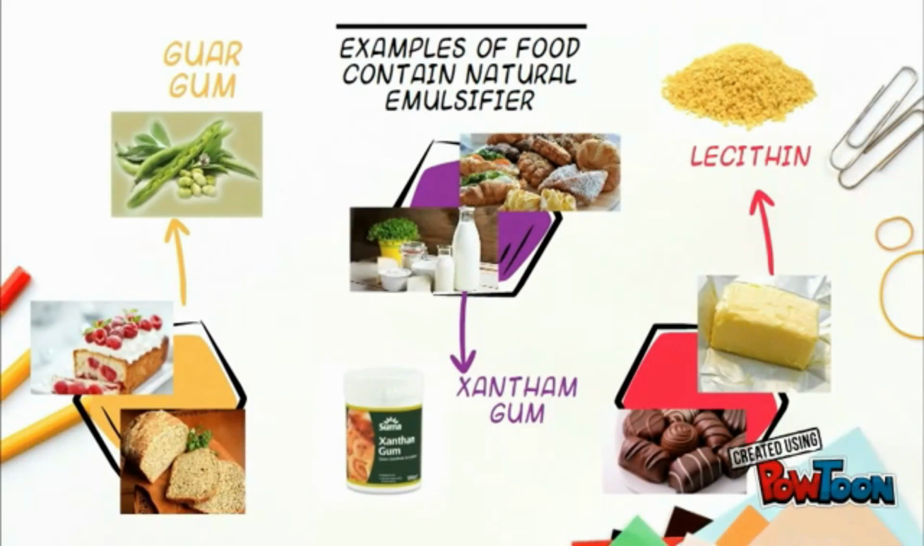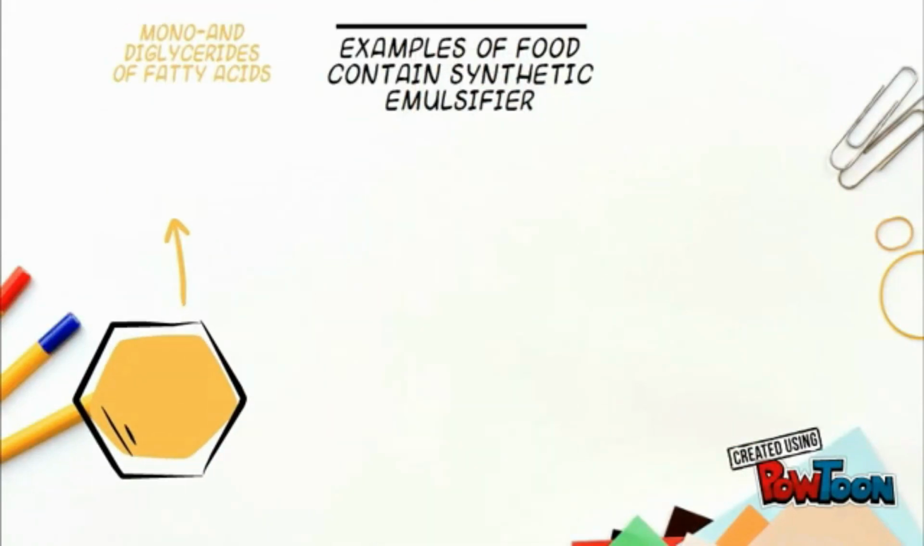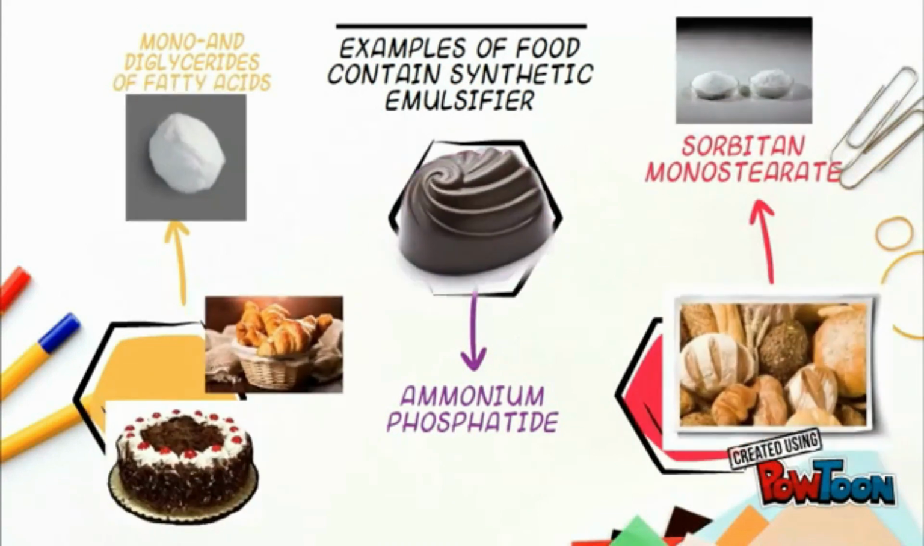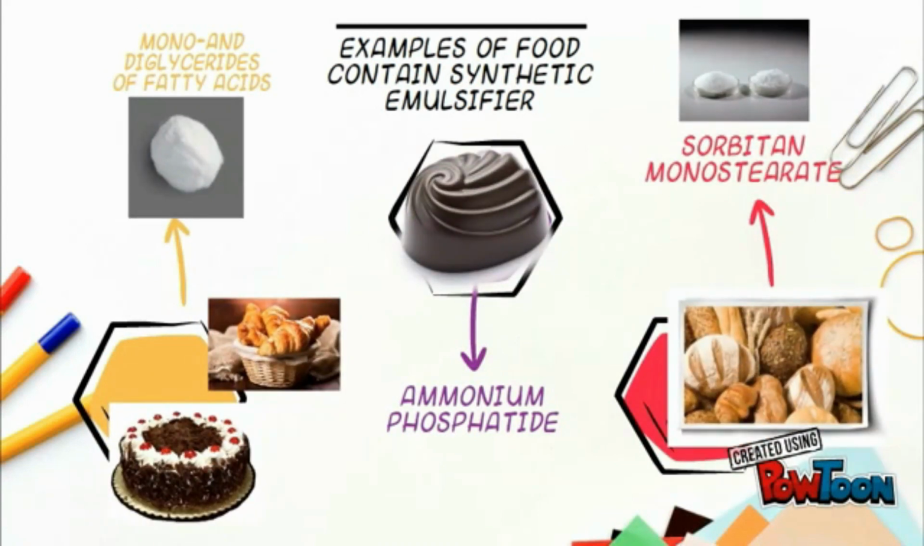Examples of food containing natural emulsifiers are guar gum, xanthan gum, and lecithin. While examples of food containing synthetic emulsifiers are mono- and diglycerides of fatty acid, ammonium phosphatide, and sorbitan monostearate.